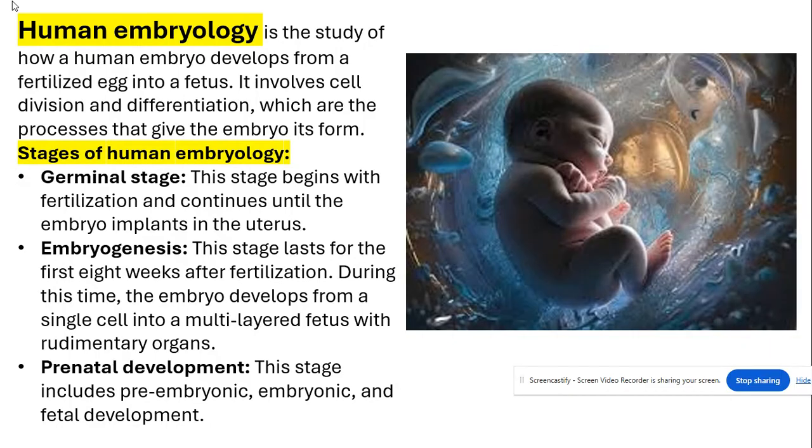Right, so stages of human embryology. First is the germinal stage. The stage begins with fertilization and continues until the embryo implants into the uterus, which is usually 1 or 2 weeks. Embryogenesis. The stage lasts for the first 8 weeks, so weeks 3 to 8. During this time, the embryo develops from a single cell into a multi-layered fetus with rudimentary organs, the primary organs. Then we have prenatal development. The stage includes pre-embryonic, embryonic, and fetal development.